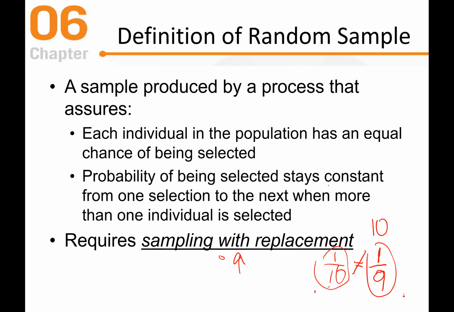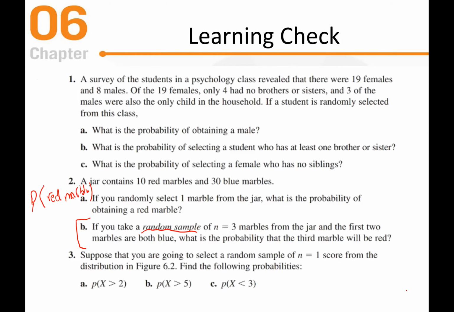All right, so let's go back to that question. If you take a random sample of 3 marbles from a jar and the first 2 marbles are both blue, what is the probability that the third marble will be red? Well, if we're random sampling, we are using sampling with replacement. So what are the total number of possible outcomes? Total number of possible outcomes is still 40.